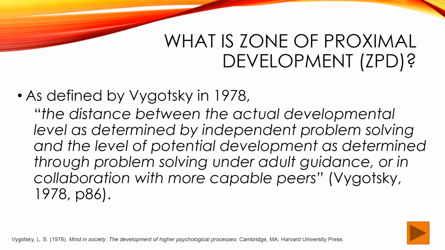The zone of proximal development is defined here. As defined by Vygotsky in 1978, the zone of proximal development is the distance between the actual developmental level as determined by independent problem solving and the level of potential development.